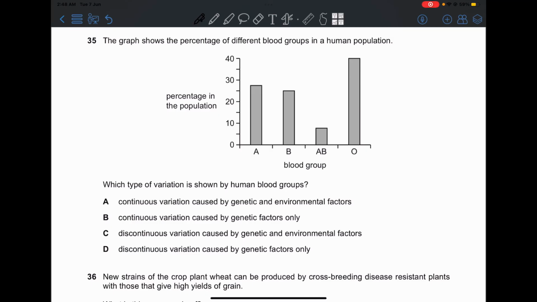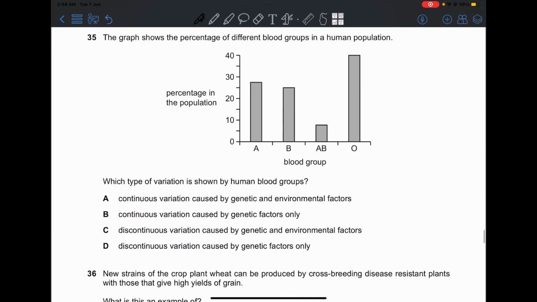35. The graph shows the percentage of different blood groups in a human population. Which type of variation is shown by the human blood groups? Now we know that the human blood groups are not changed by the environment at all. They are actually controlled by genes, so that means they are discontinuous. So we're going to be choosing between C and D. Discontinuous variation caused by genetic and environmental, well, this is incorrect, so our answer will be D.